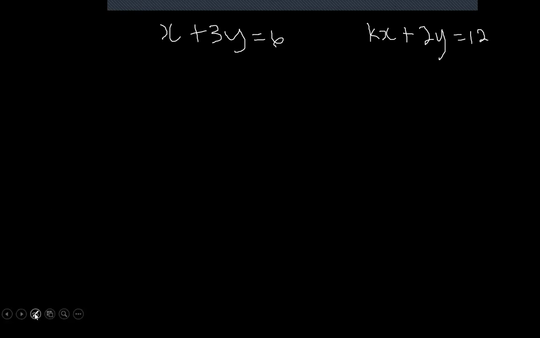Okay, now this one is a past paper question. So they told you that these equations, x plus 3y is equal to 6, and kx plus 2y is equal to 12. They told you that these lines are perpendicular, and what they want you to do is find the value of k. So I want you to do that for me, please.